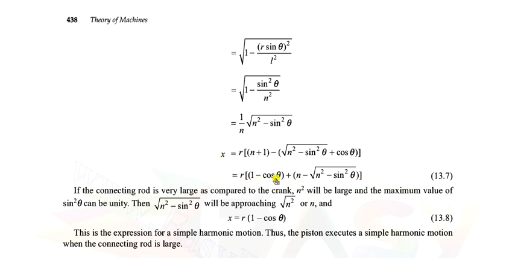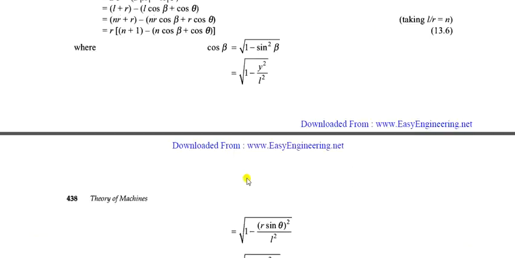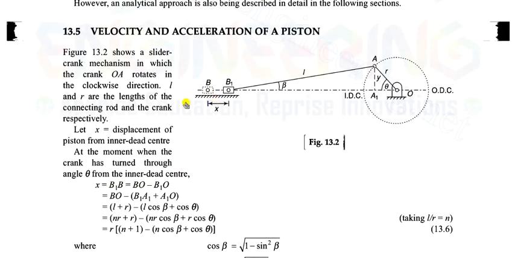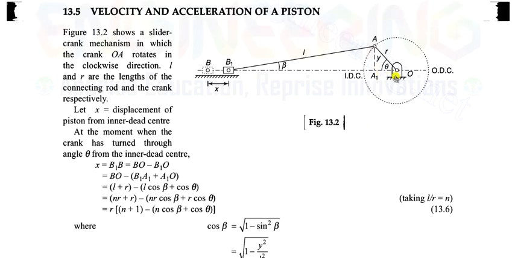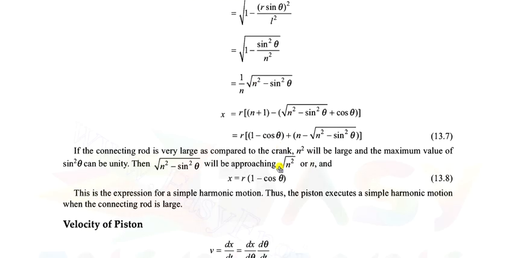This equation shows the displacement of the piston. This is the displacement of the piston when the crank has turned theta angle from the inner dead center. Please remember, theta is measured from the inner dead center. So this is your displacement.